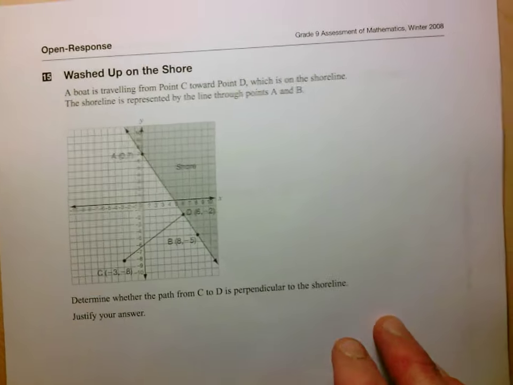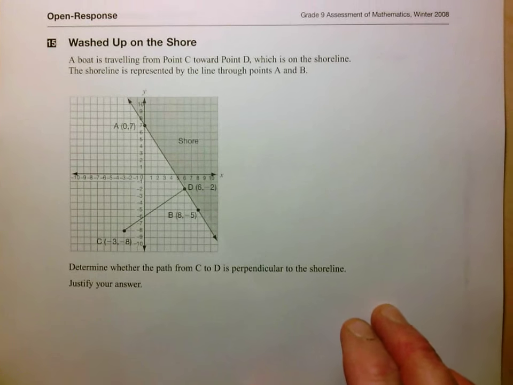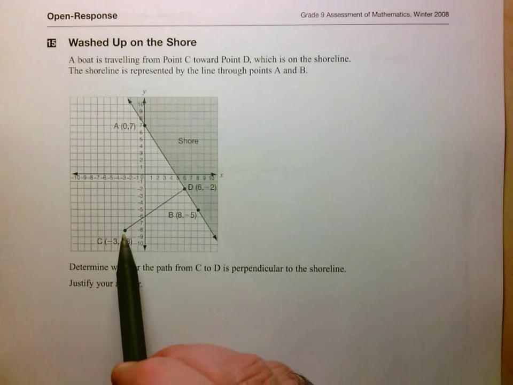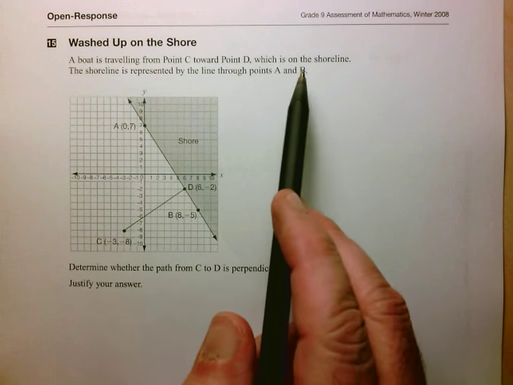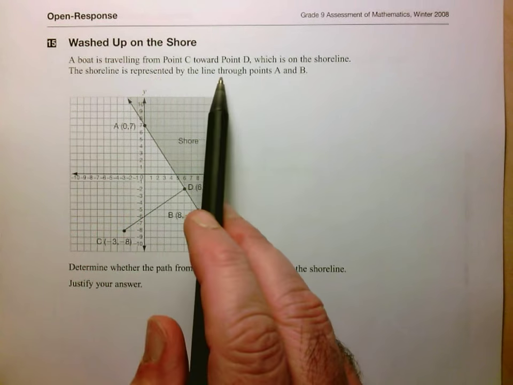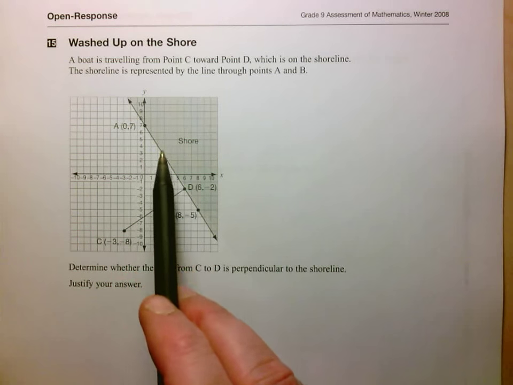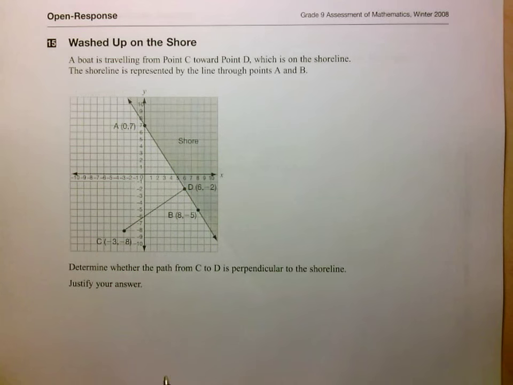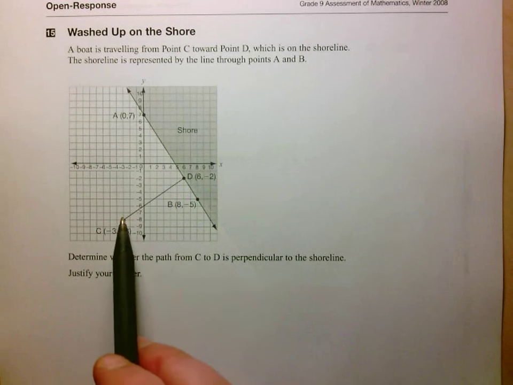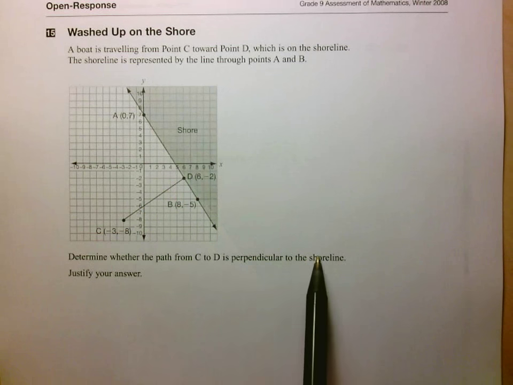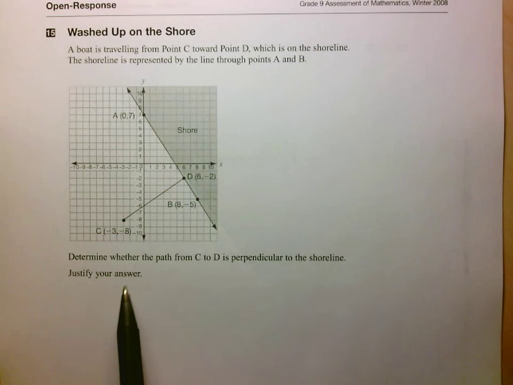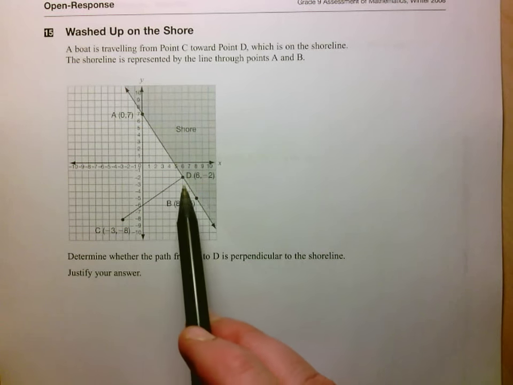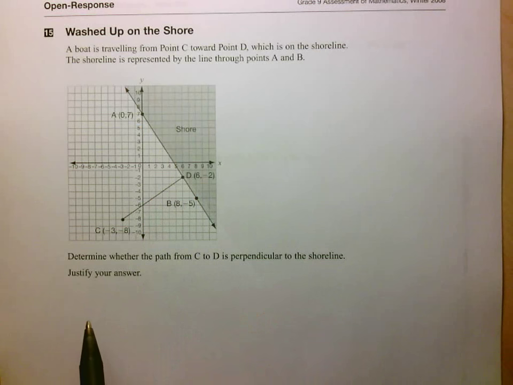So this one here, number 15, washed up on the shore. Okay, so here we have a boat traveling from point C to point D, which is on the shoreline. The shoreline is represented by the line through points A and B. So there's the line, and it says determine whether the path from C to D is perpendicular to the shoreline. Justify your answer. Okay. Now, if you look at these 2 lines, they look pretty perpendicular.